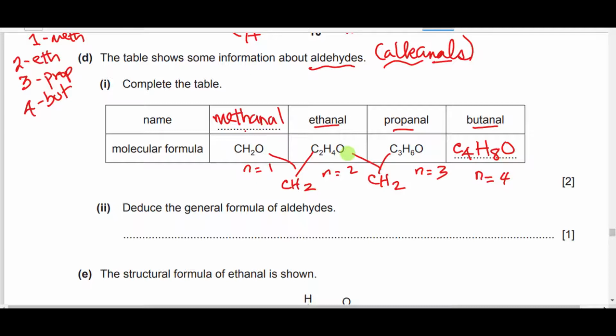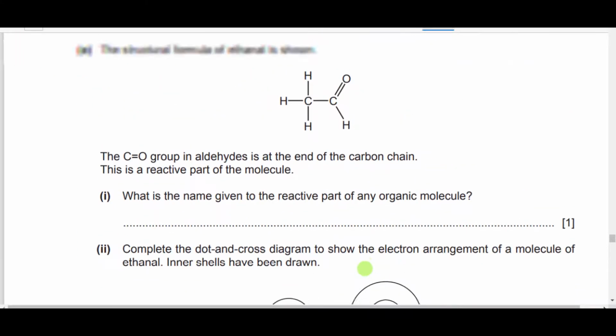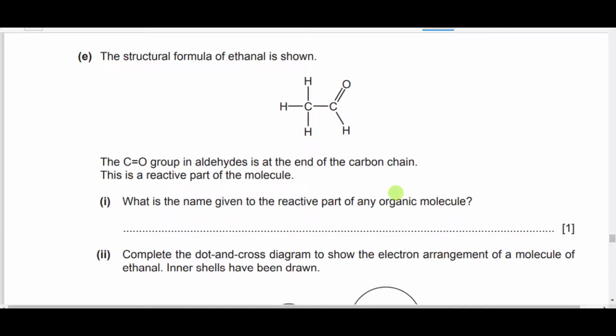So now when n is 1, that's when carbon is 1, hydrogen will be 2. So for every atom of carbon, there are 2 atoms of hydrogen, is it not? And oxygen is constant. So it means that the formula will be CnH2nO. So that gives us the general formula of the aldehydes. Good.